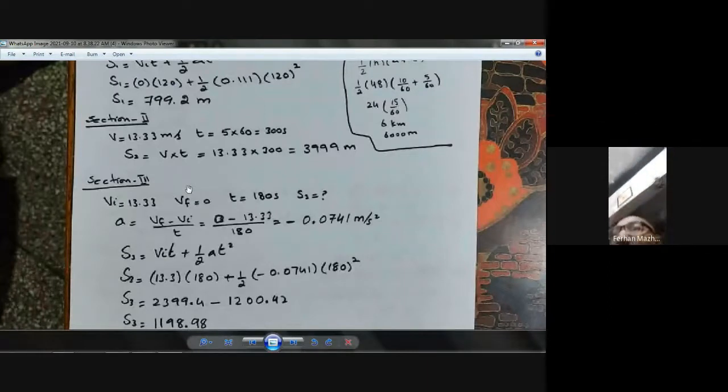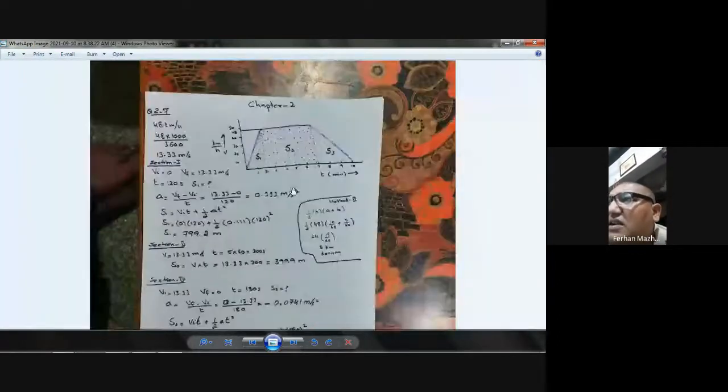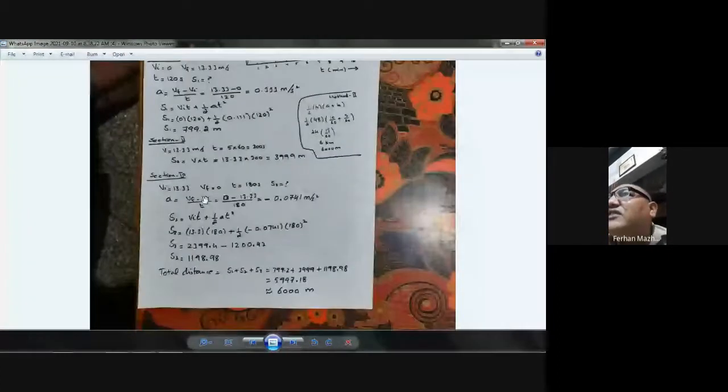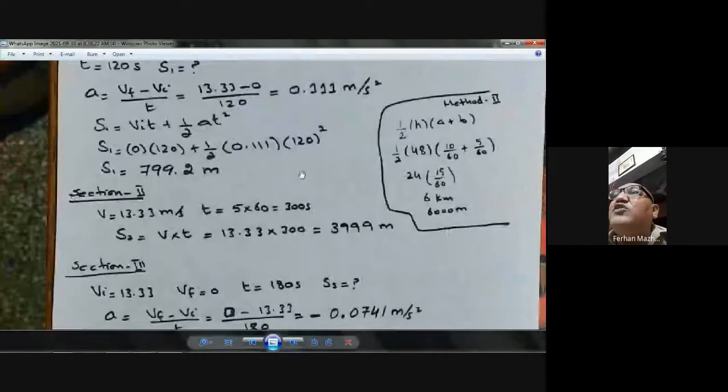Okay, so that was the second section. We have found the distance traveled here. Then we have this third section. Look at this third section. In this third section, the initial velocity will be 13.33. The final velocity will be 0. And the time taken here will be 3 minutes, and I will convert that 3 minutes into seconds.